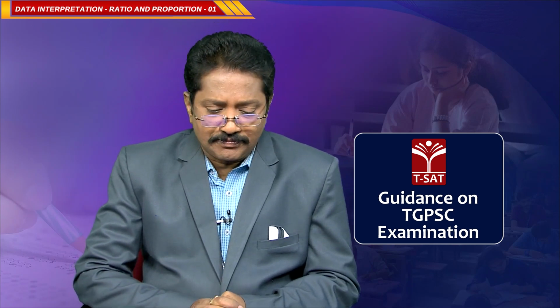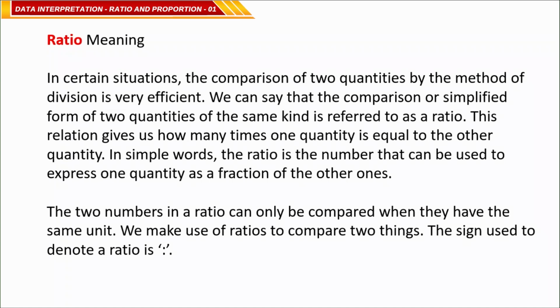Now in this session we are going to discuss ratios and proportions. Then what is a ratio? This is very important. In a certain situation, the comparison of 2 quantities by the method of division is very efficient. We can say that the comparison or simplified form of 2 quantities of the same kind is referred to as a ratio.